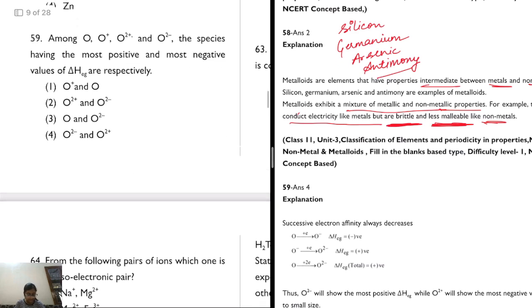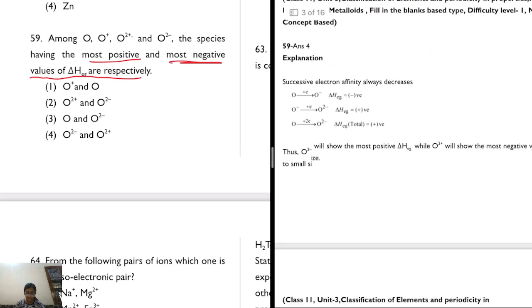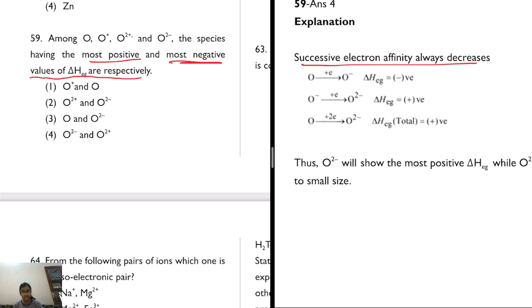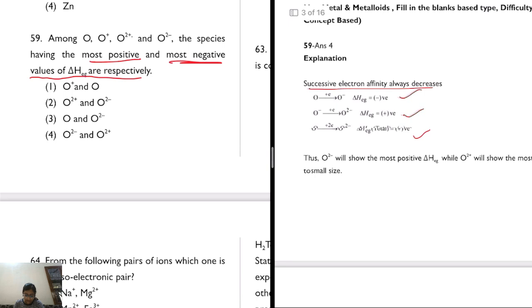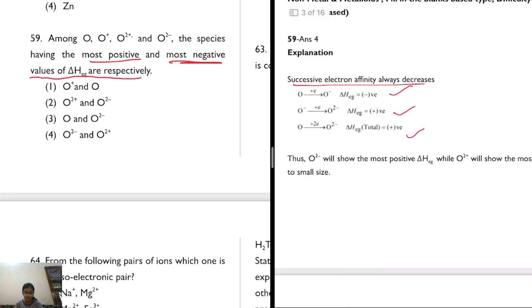In the next question, among O positive, O2 positive, and O2 negative, the species having the most positive and the most negative electron gain enthalpy respectively. Okay, let's see. See, the successive electron affinity always decreases. Now, when O accepts an electron and O negative forms, it would be negative. For O2 negative, it would be positive, and then again it would be positive. Now, in this case, you can see that in the succession, it is forming positive electron affinity.